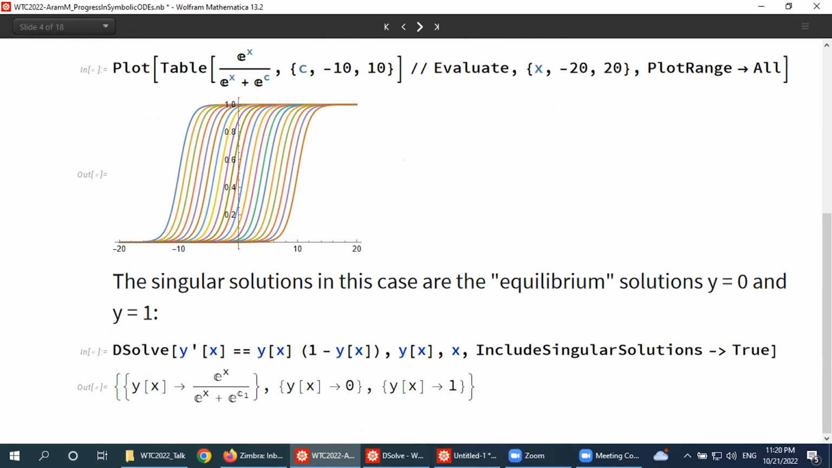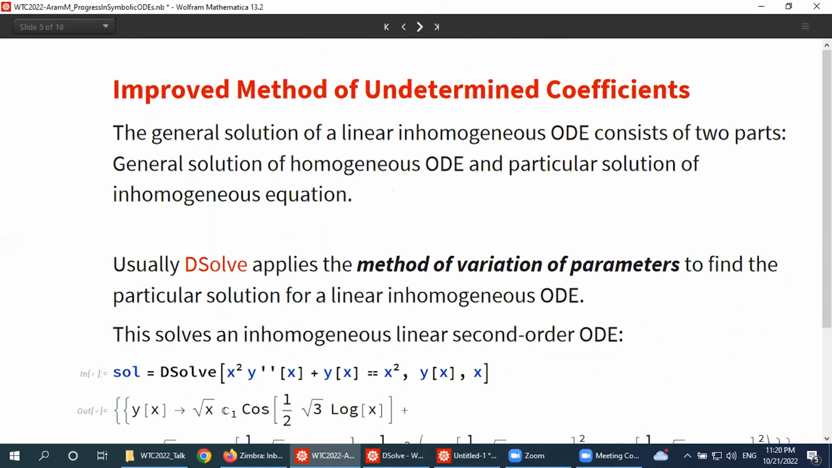Now, let's speak about inhomogeneous linear differential equations. As we know, the general solution of a linear inhomogeneous differential equation consists of two parts: the general solution of the homogeneous equation and a particular solution of the inhomogeneous equation. And usually, DSolve uses the method of variation of parameters to find the particular solution for a linear inhomogeneous differential equation.